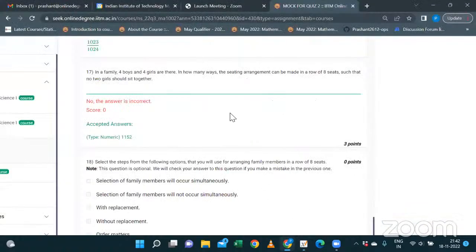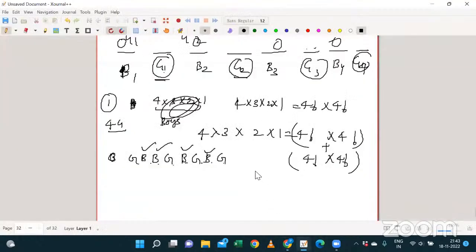There are 4 boys and 4 girls. In how many ways can the sitting arrangement be done in a row of 8 seats, such that no 2 girls sit together? What she told, our arrangement looks valid, sir.